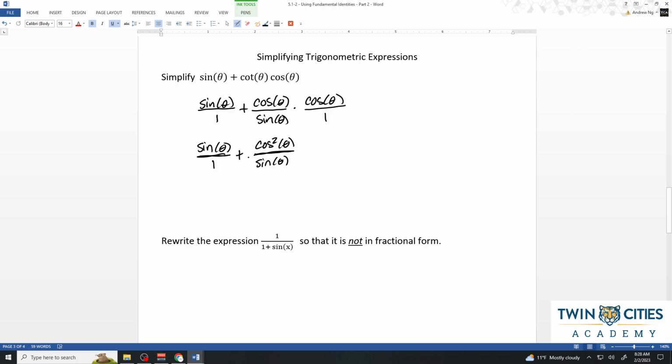And if I were to try to add these together right now, I wouldn't be able to, because if I consider this as a fraction and this as a fraction, they have different denominators. In order to add these together, I need to have a common denominator. So it looks like, since this is a 1, I can just multiply this one here by sine of theta. So 1 times sine should give me sine. So I'm going to multiply this by a sine of theta on the bottom here, but I also need to do that on the top.